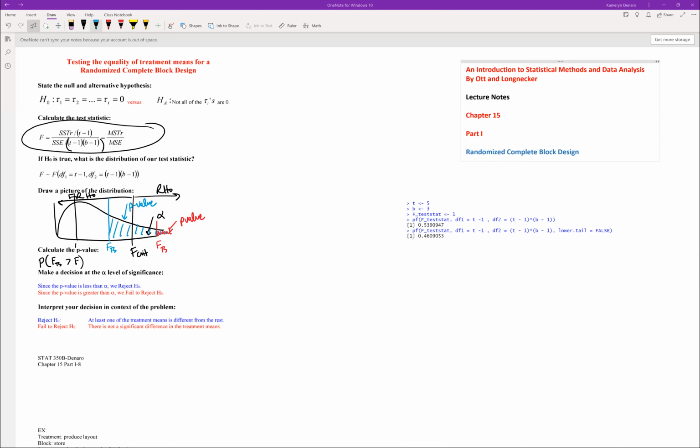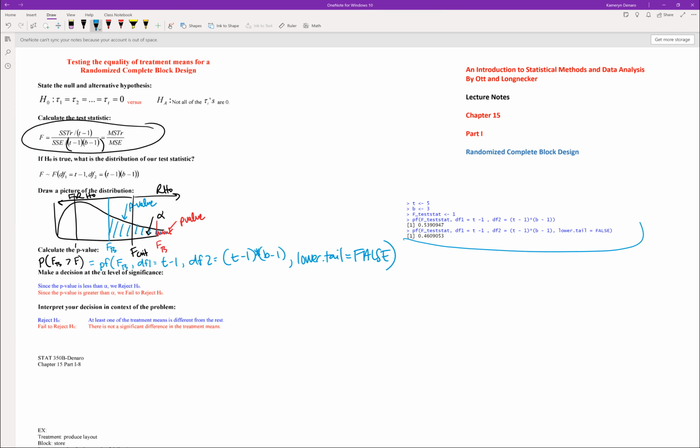Now, to find that p-value in R, you can always do pf and put in your test statistic. Degrees of freedom 1 is equal to t minus 1. Degrees of freedom 2 equals (t minus 1) times (b minus 1). And then the additional thing that you need to put here is lower.tail equals FALSE, so that it gives you that upper tail probability.